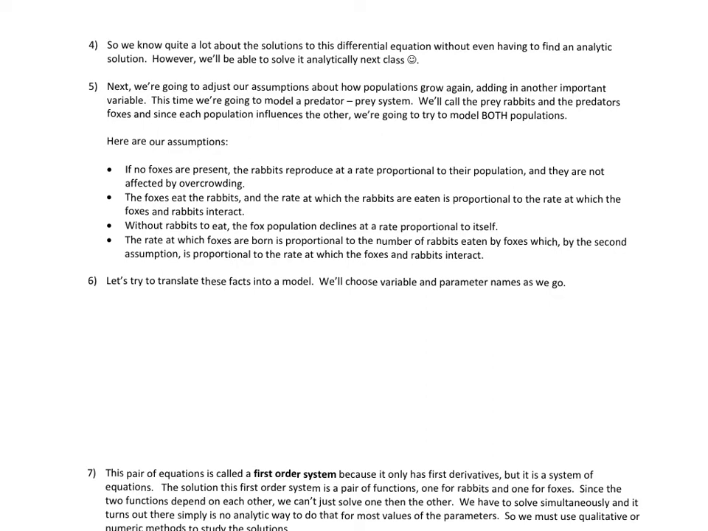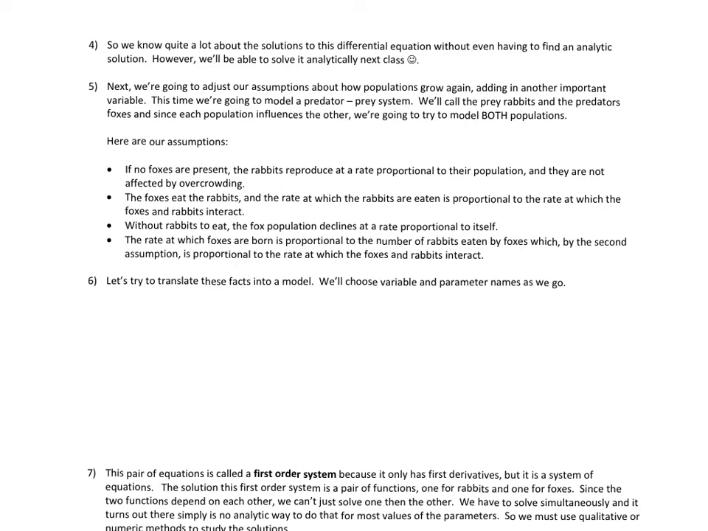So next, we're going to adjust our assumptions about how populations grow, again, adding in another important variable. This time, we're going to look at a predator-prey system. So we're going to call the prey rabbits and the predators foxes. And since each population influences the other, we're going to try to model both populations simultaneously. So here are our assumptions. If there are no foxes present, the rabbits reproduce at a rate proportional to their population, and they're not affected by overcrowding. So that's the Malthusian model. In the absence of foxes, rabbits just grow according to the Malthusian model.